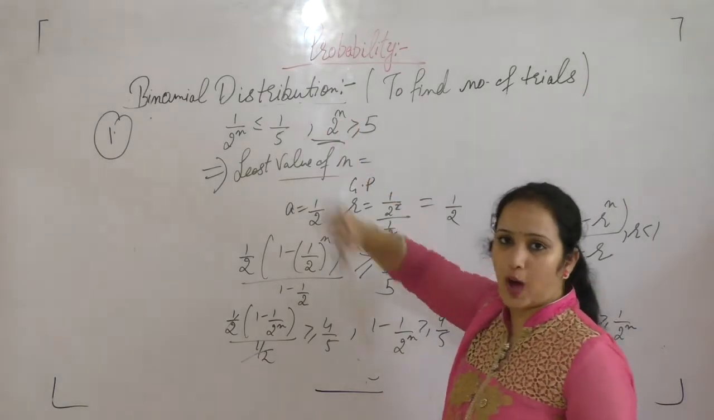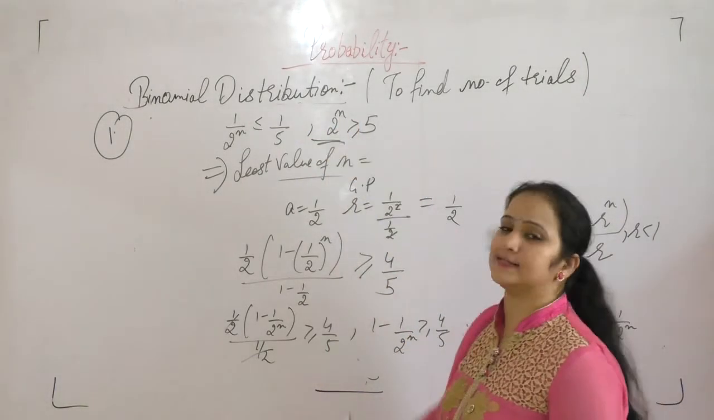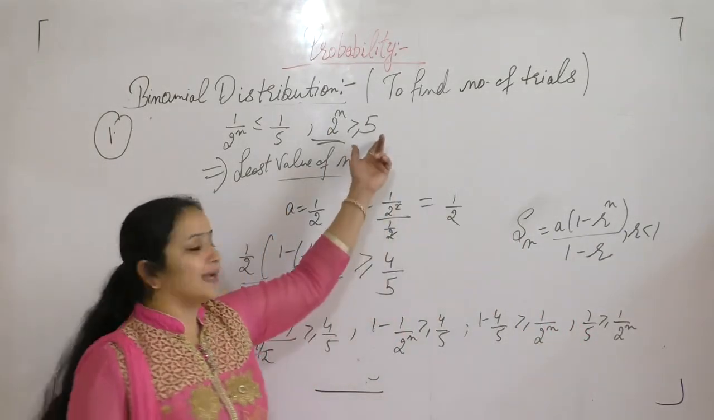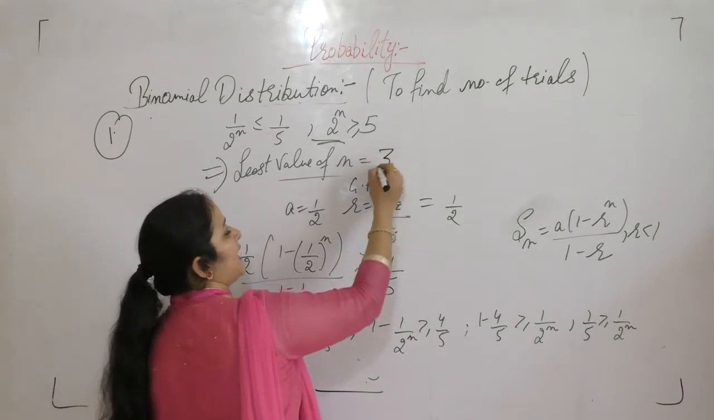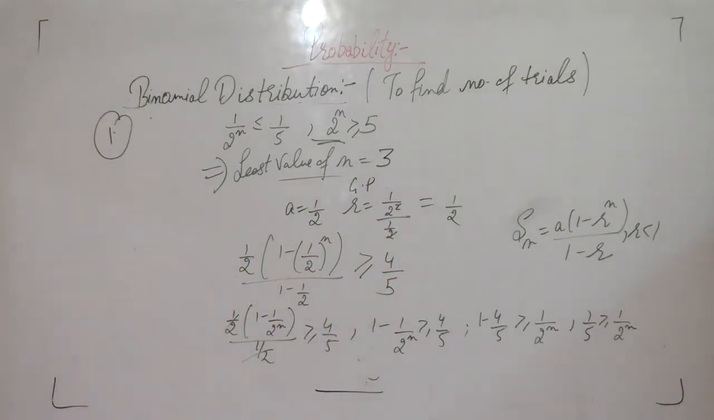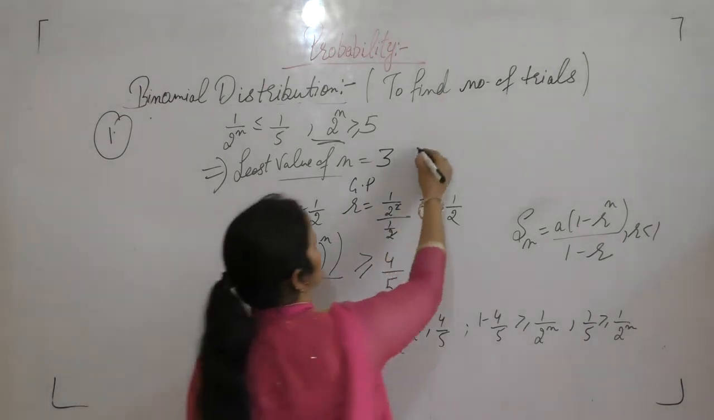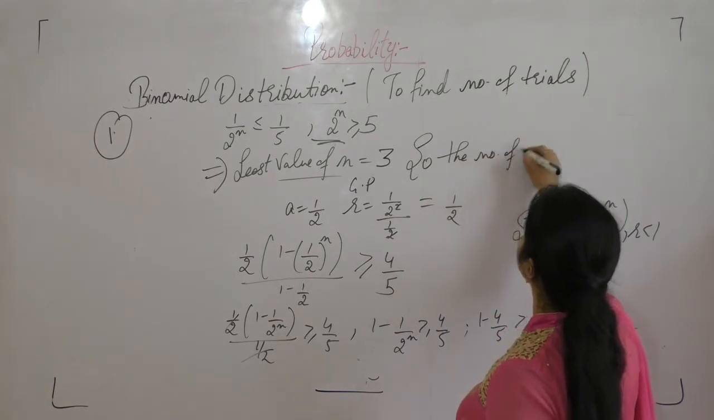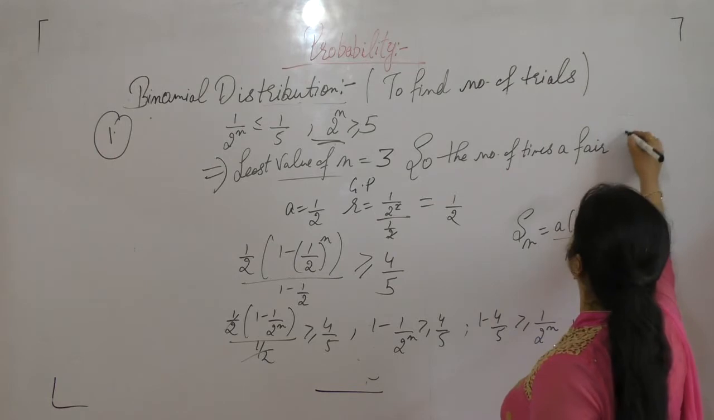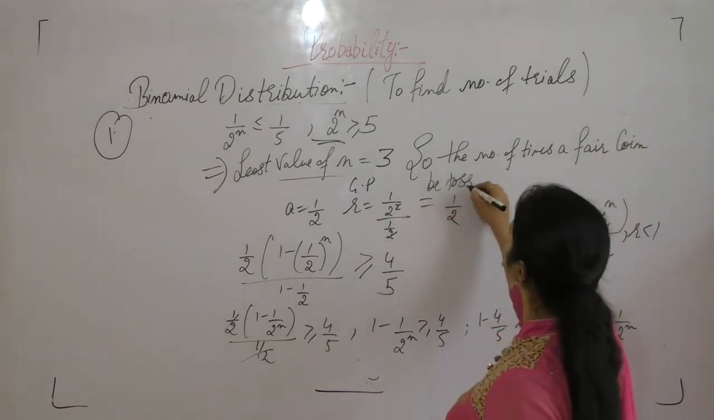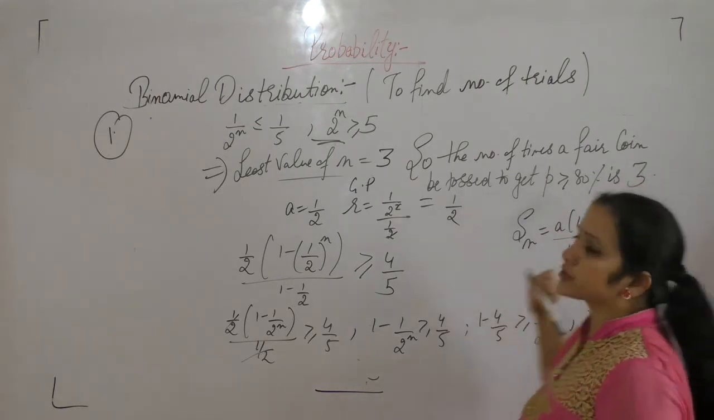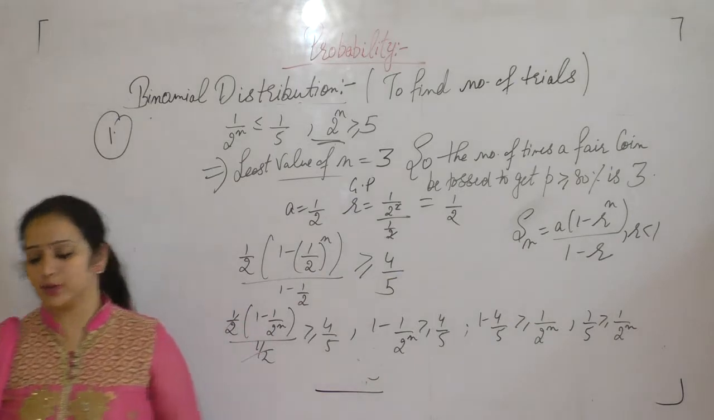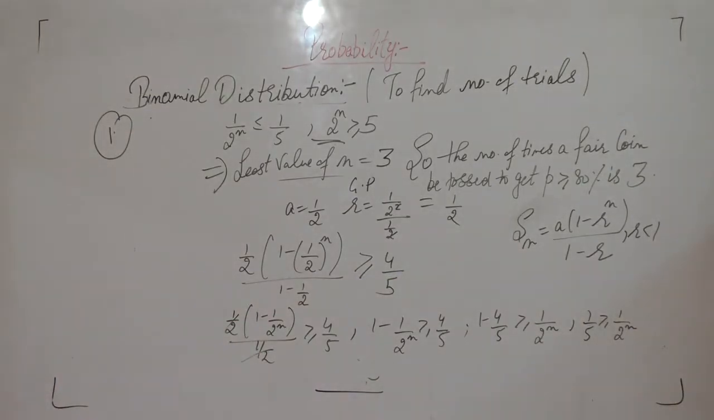When we put n equal to 1, 2 is not greater than or equal to 5. n equal to 2, 2 square is 4, 4 is again not greater than or equal to 5. Put n as 3, 2 cube is 8, 8 is greater than or equal to 5, so the least value of n is 3. So the number of times a fair coin must be tossed to get probability more than 80% is 3. So the fair coin should be tossed 3 times to get the probability greater than or equal to 80%.